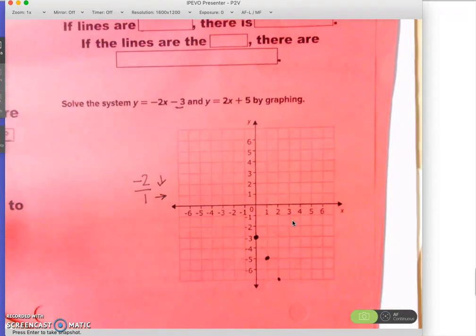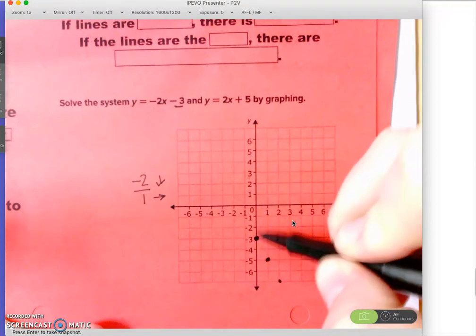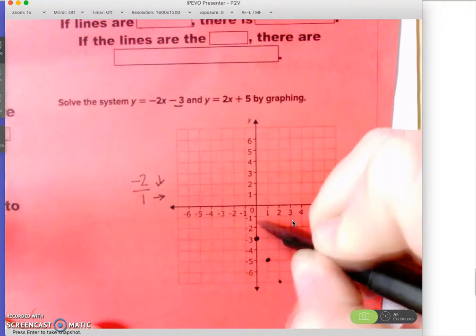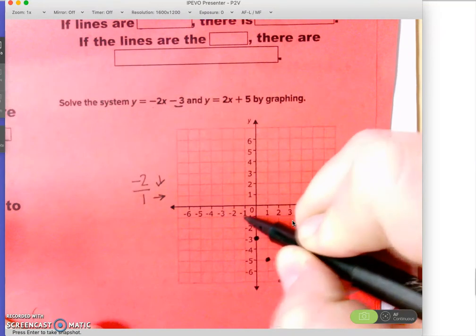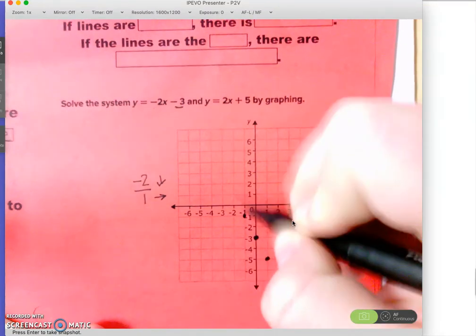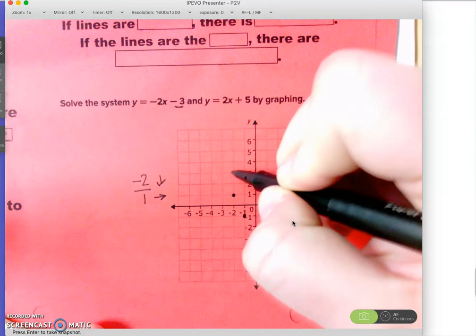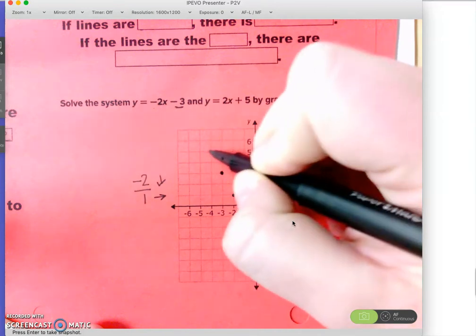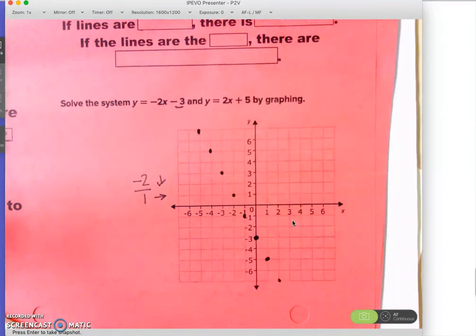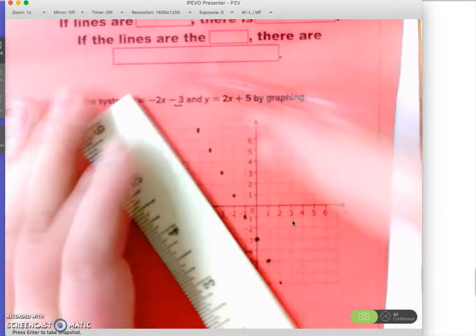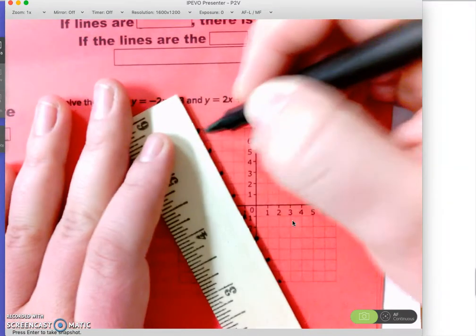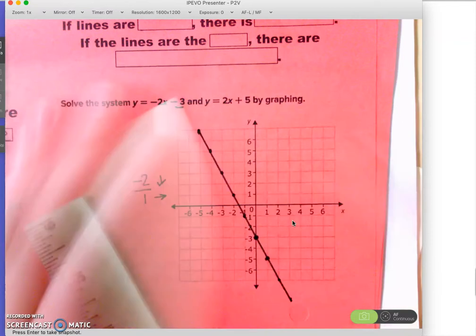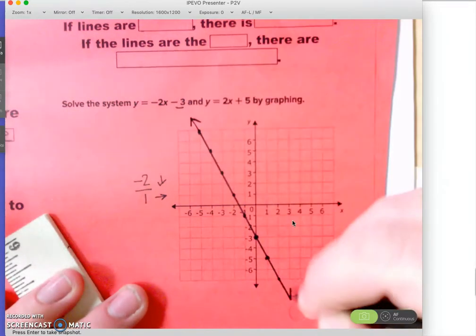I like to do this just because I need an exact point, and I like to make sure that I have the exact points correct. So those are going to be all my points on my line. And so I will go from the first one to the last one and create my line.